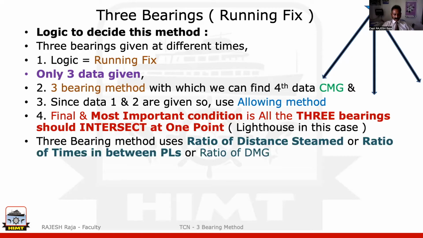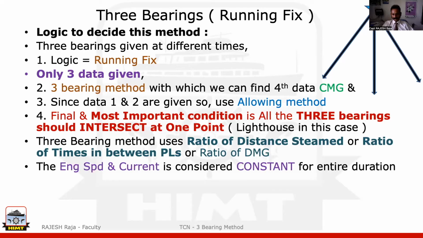Now, when I proceed with the three bearing method, I'm going to use a ratio. That ratio can be based on the distance steamed between the first and second bearing and the second and third bearing. It can be the ratio of the time duration between 1 and 2 and 2 and 3. It could be the ratio of DMG also. Right now in this question, I don't know the DMG. So that is the reason I can use a ratio of distance steamed, or a ratio of the times in different periods. So let us quickly have a look.